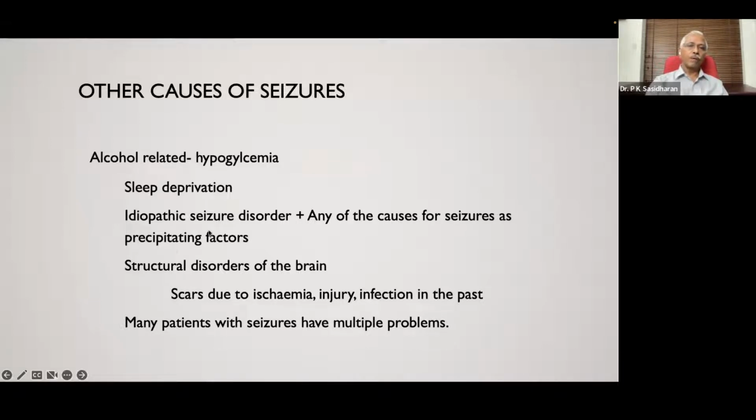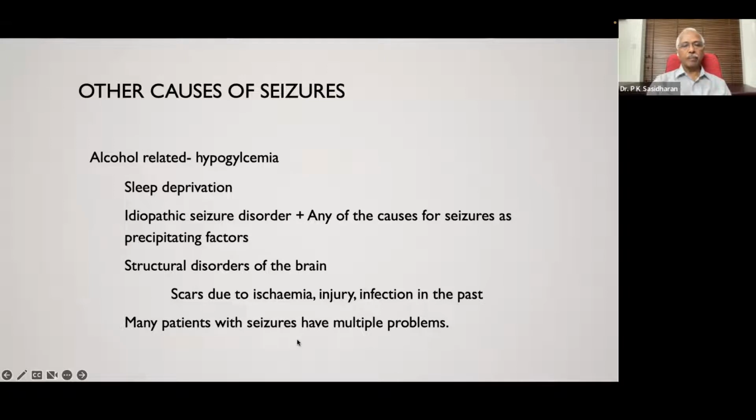So whenever you have an idiopathic seizure disorder, any of the causes which we mentioned before could be a precipitating cause of seizure in a person with previous idiopathic seizures. Always look for structural disorders of the brain, which may not be obvious always. It could be the result of a previous ischemia or an infarction or injury in the past. These patients can also come with seizures later on. And if that history is missing, you may brand it as an idiopathic seizure disorder.